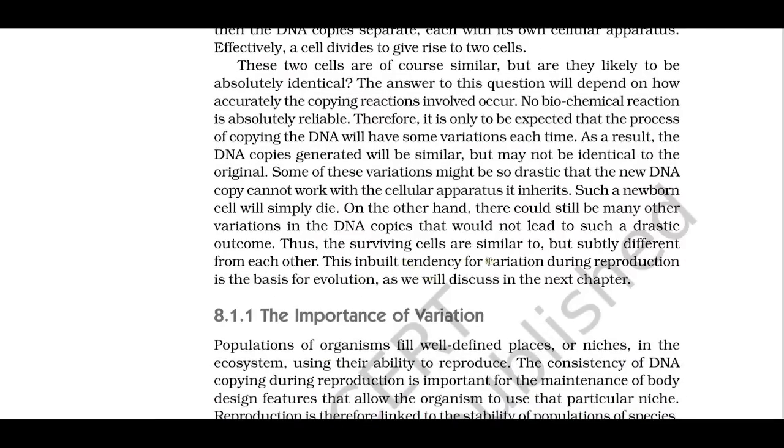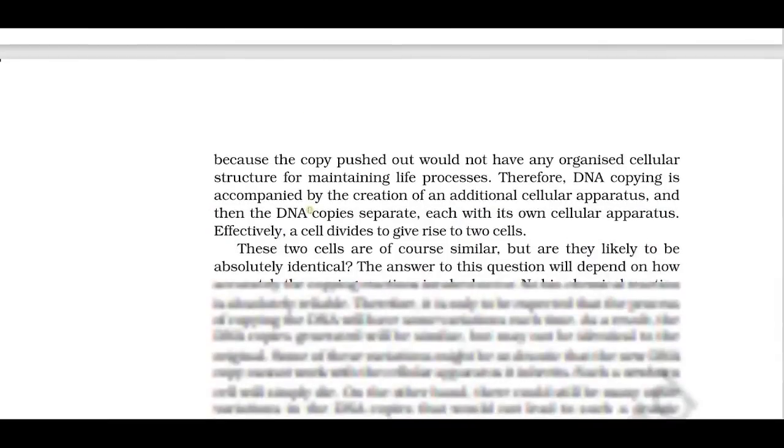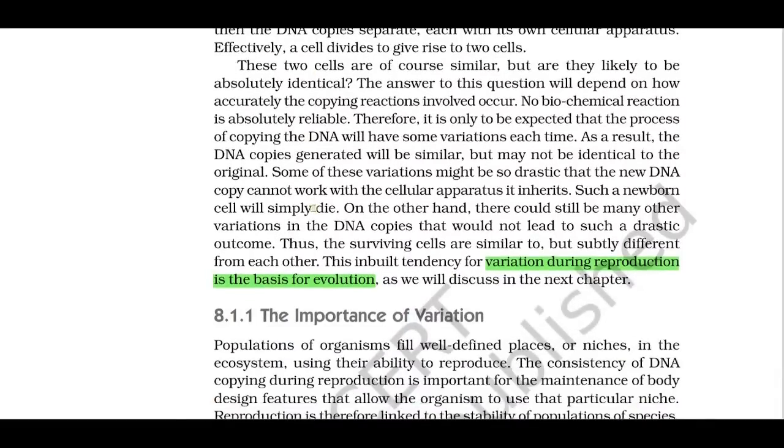So the variation during reproduction is the basis for evolution. This we will discuss in detail in the next chapter. So during reproduction, DNA copying is an important event, right? Copying of DNA is similar but not identical. Because of this, variations arise in an organism. The variation results in what? It's a basis for evolution.